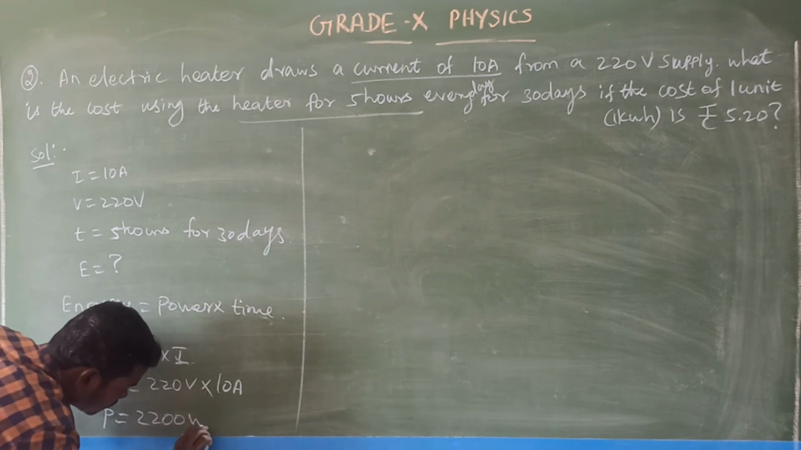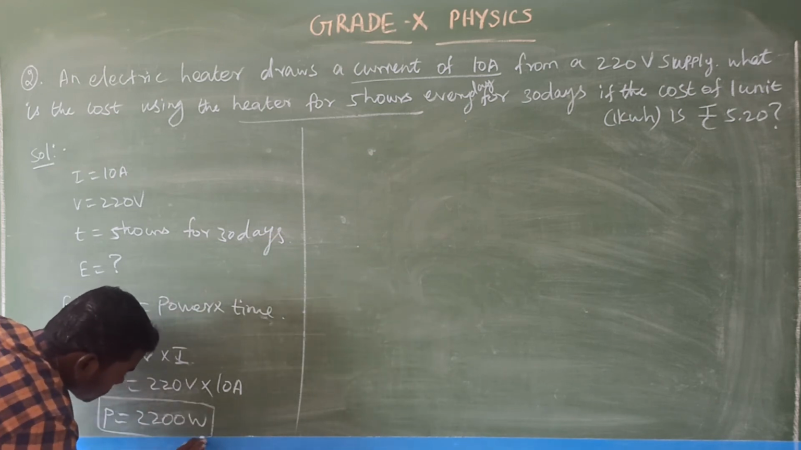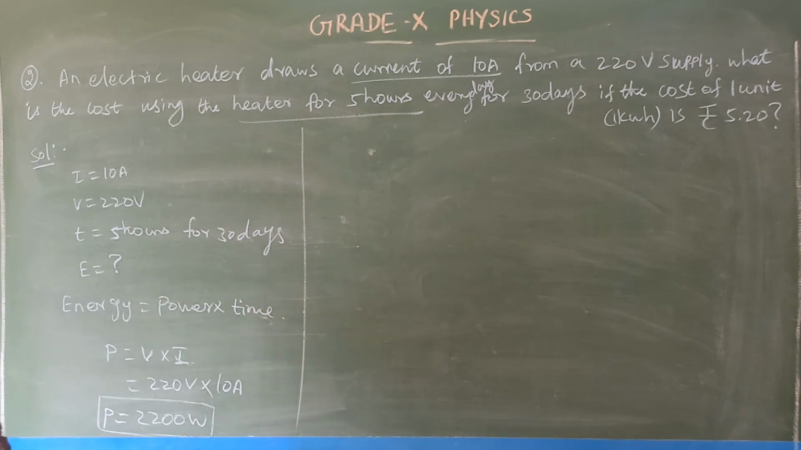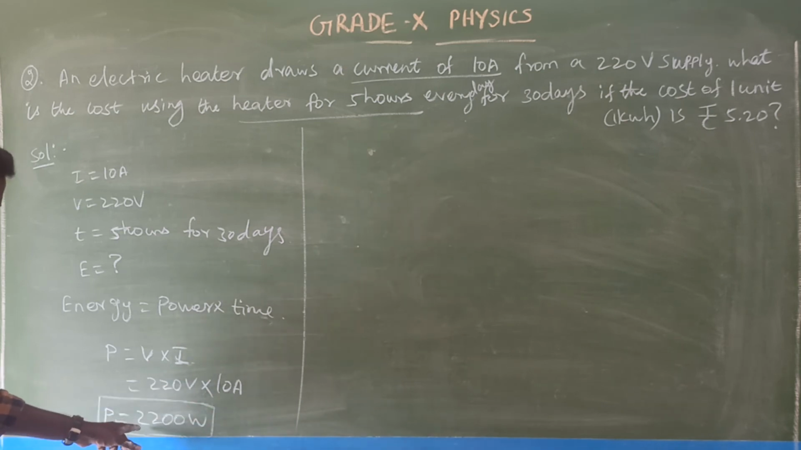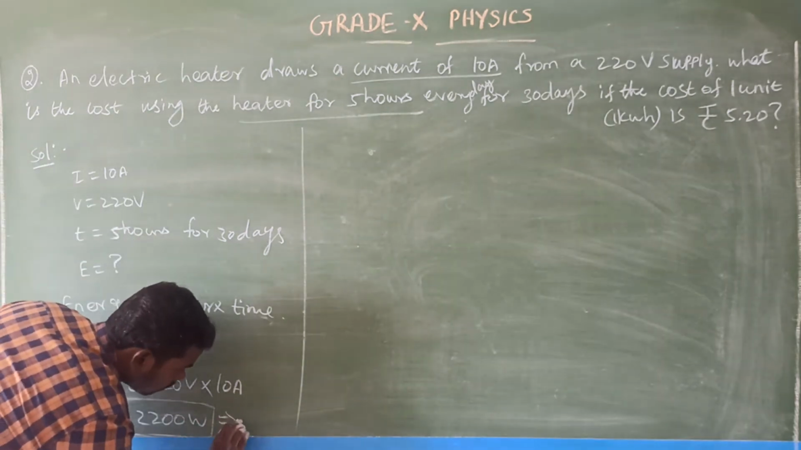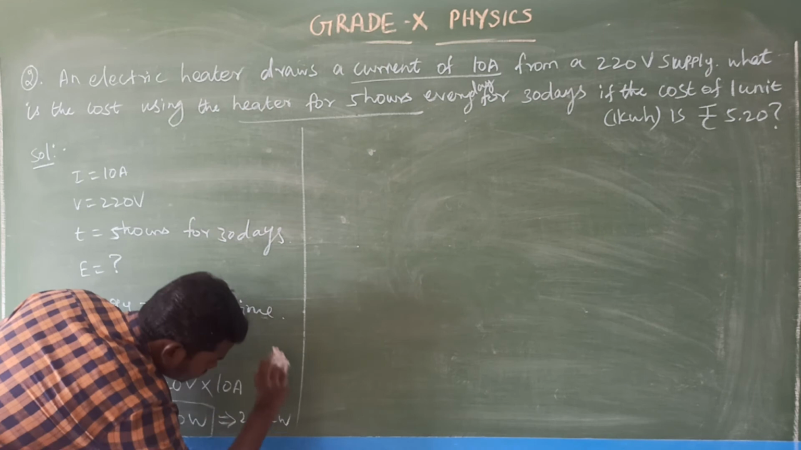2200 watt. That's all, students. Very simple. Then convert this watt into kilowatt. So here 2200 watt, which is equal to how many kilowatt? 2.2 kilowatt. Am I right? So which is equal to 2.2 kilowatt.